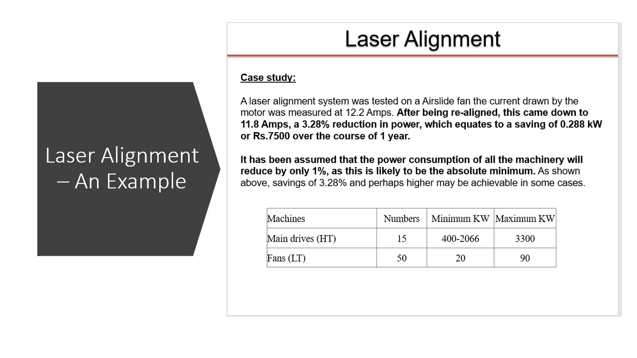So it can be assumed that the power consumption of all machinery will reduce by 1% at least. This is likely to be an absolute minimum, as there are a lot of studies which have been done, and the results were up to 5% reduction in the power. So you can actually list out all the different kinds of drives with power in your facility, and you can quantify them in order to find the potential of savings.